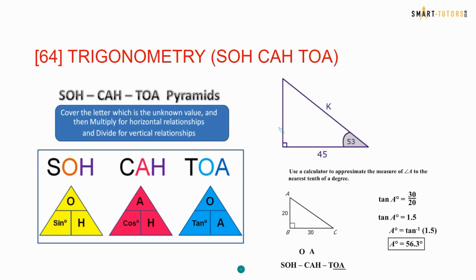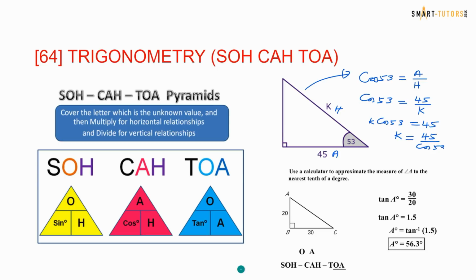It is a different question here, and in this question they are asking to find out K. So for this angle, this one is adjacent and this one is hypotenuse. So cos of 53 is adjacent over hypotenuse, and cos 53 is 45 over K. So cross multiply: K times cos 53 equals 45. So K equals 45 over cos 53. If you press the calculator, you'll get the answer here.